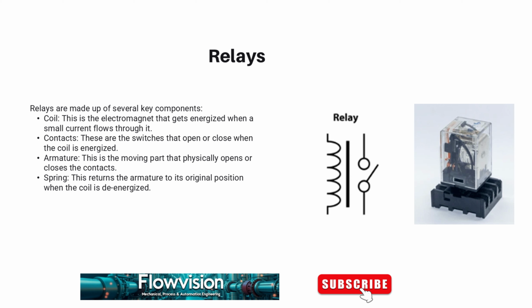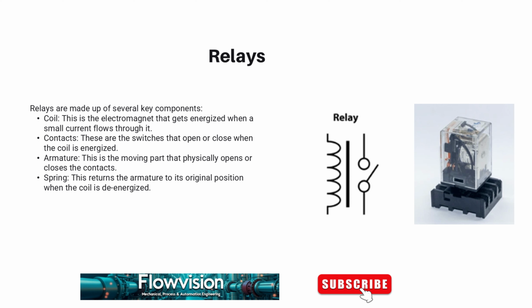So a relay consists of two parts. The first part that we're going to talk about is the coil. The coil looks like what is shown on that slide. This coil is an electromagnet that gets energized when a small current flows through it. The other component is the contacts. The contacts are switches that open or close when the coil is energized.